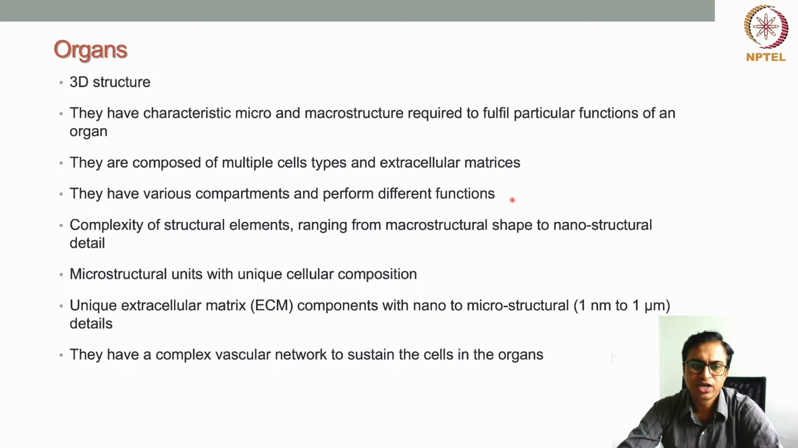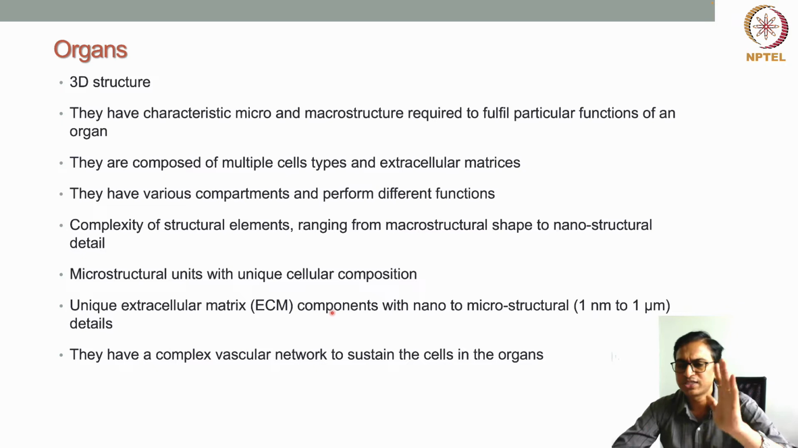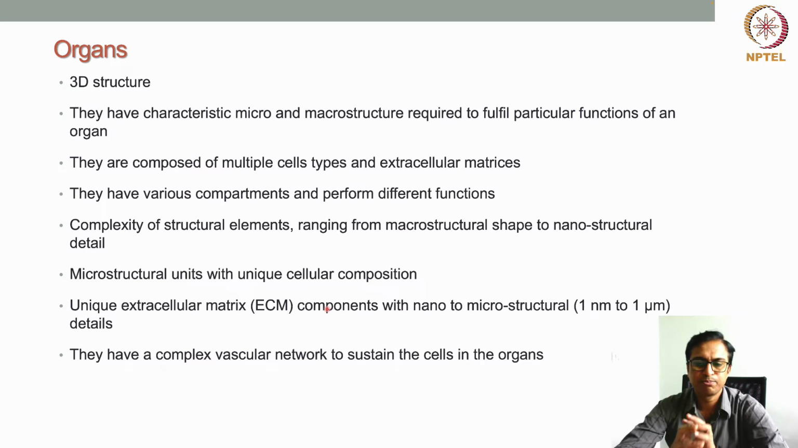And all these organs also have unique extracellular matrix components with nano to microstructural details, anywhere in that range. These include different extracellular matrix components like collagen, GAG, fibronectin, laminin, and various types of hyaluronic acid. Hyaluronic acid is present in cartilage ECM and also in skin and other ECM. So those different types of extracellular matrix components have typical nanostructural and microstructural details, which we also need to understand. And if you are using some biomaterial, then mimicking those structural details is very much important for bioprinting.